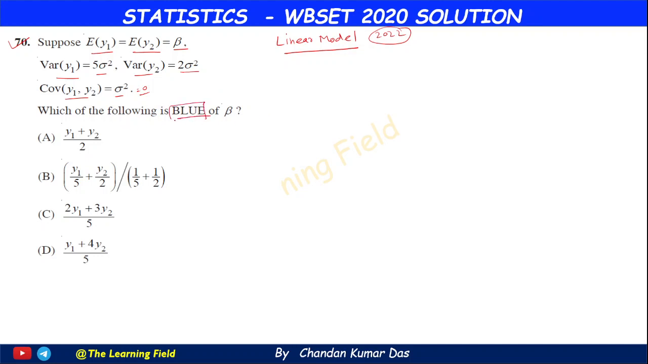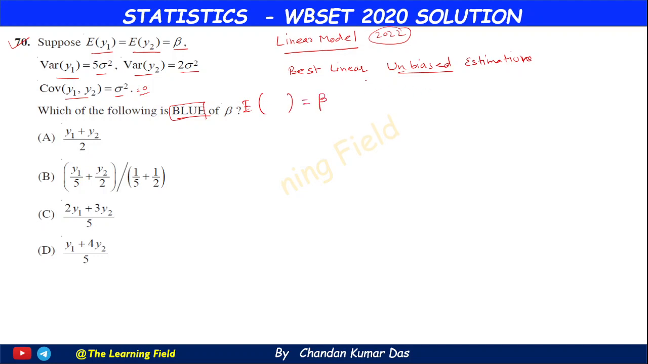To solve this question, which of the following is BLUE? We all know the full form of BLUE: best, linear, unbiased estimator. Now we have to first find which of the given estimators are unbiased estimators, that is, the expectation of that estimator is again beta.